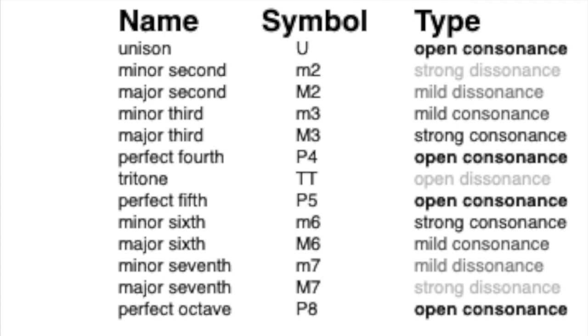We see certain patterns here. Starting at the unison, it goes from an open consonance to a strong dissonance and then gradually moves through mild dissonances and consonances until we get to the open consonance at the perfect fourth. Then the tritone is an open dissonance, and then it picks up again with open consonances and then gradually becomes less consonant through the major seventh until we get back to the perfect octave.